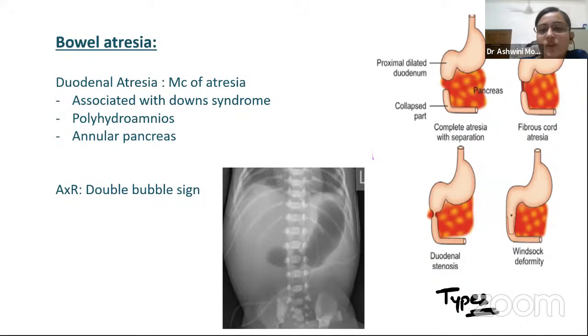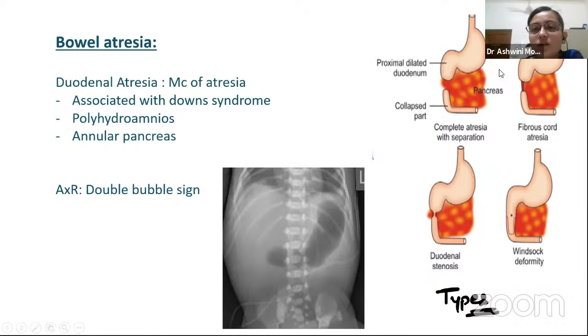So what are the types of duodenal atresia? It can be the complete atresia with separation. There will be no connection in between, right? There can be type 2. In type 2, there will be a fibrous cord present. In type 3, duodenal atresia, partially it will be connected. And in type 4, there will be the windsock deformity, in which a small thin mucosa will be obstructing this pathway of the second part of the duodenum. So there are 4 types of duodenal atresia. There is obstruction somewhere here in the second part only.